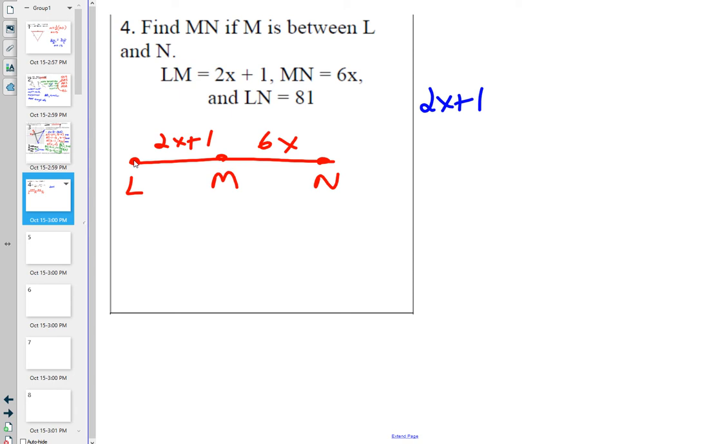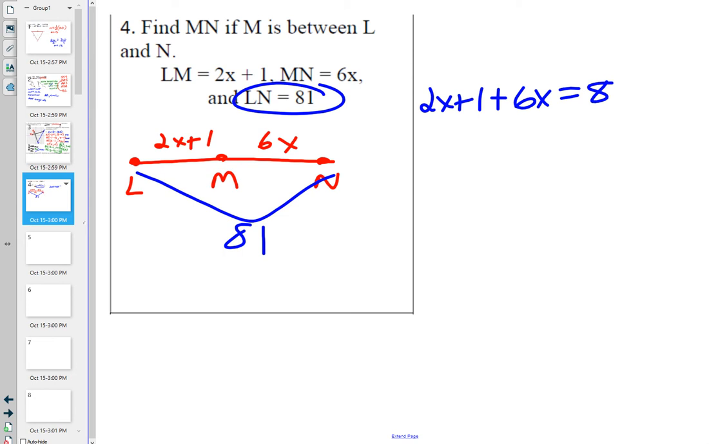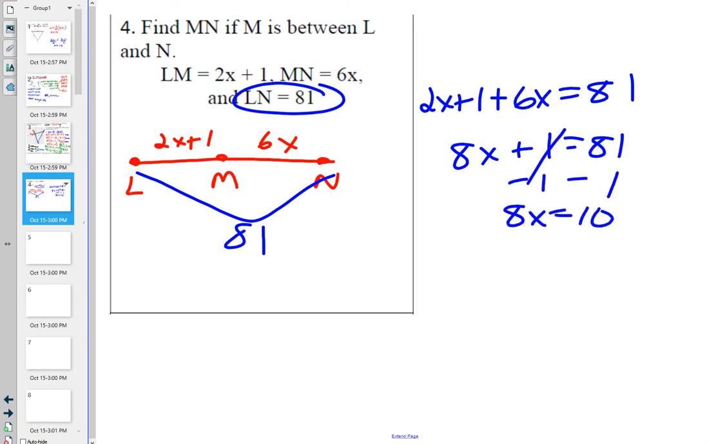Plus 6x equals 81. I do not know that these are the same. They never told me that those are the same. Just because a point is in between doesn't mean it's bisecting. It doesn't mean it's cutting it in half. But all I do know is that together, if I put these together plus the extra 6x, then I would get 81. That I do know. Add the x's, so we get 8x plus 1 is equal to 81, minus 1 minus 1, 8x equals 80. Sorry, I'm getting ahead of myself. It's 80, and then once you divide by 8, you get 10.